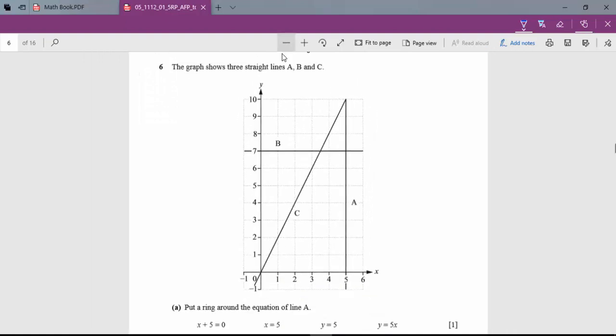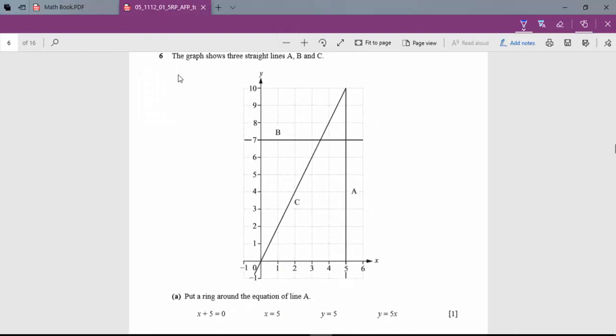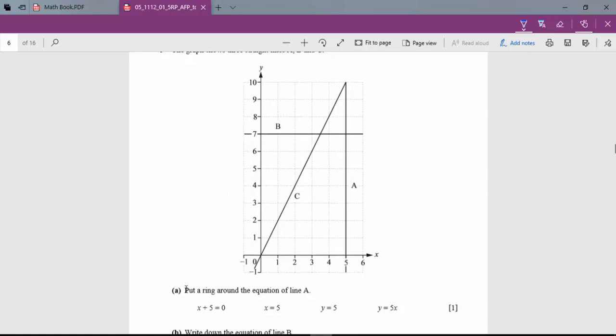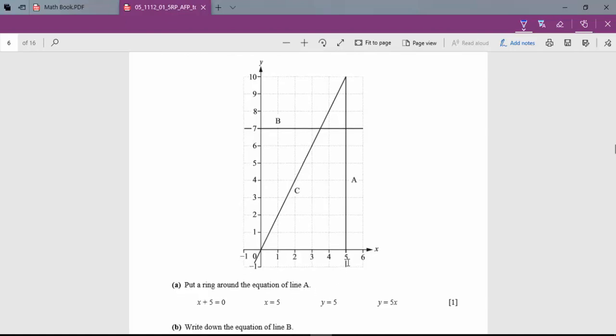Now we have this graph. The graph shows three straight lines, A, B, and C. This is A, B, and C. Put a ring around the equation of line A. Line A is a vertical line. There is no y in the equation of line A. It's crossing the x-axis at 5. So it's x equals 5. Since it's vertical and it didn't cross the y-axis, in its equation there shouldn't be any y.